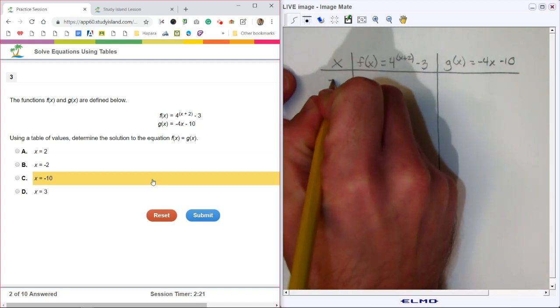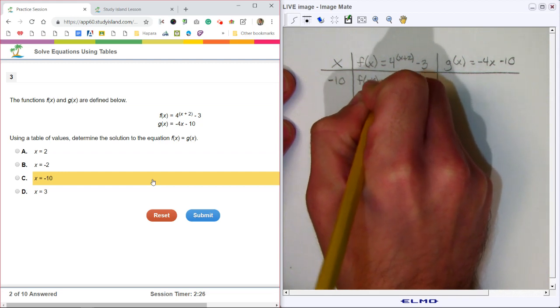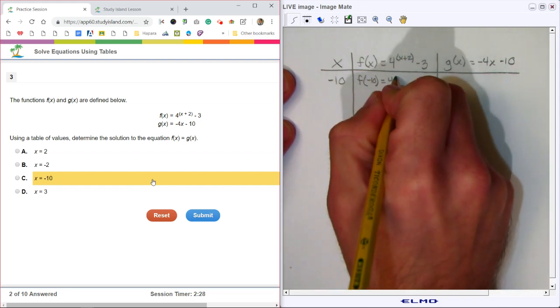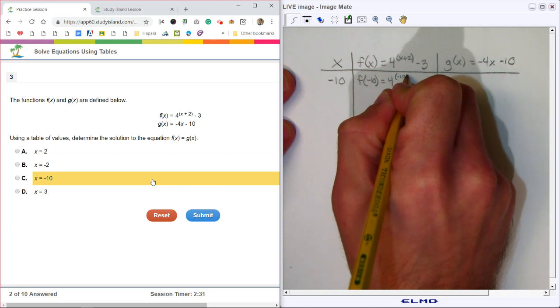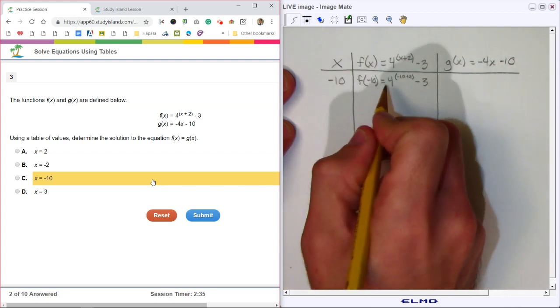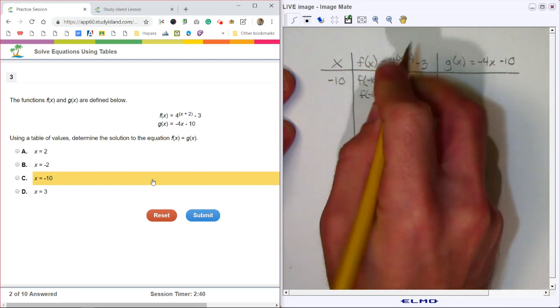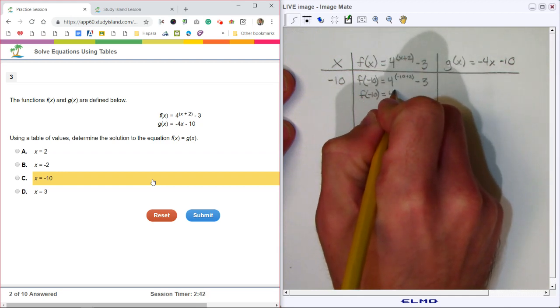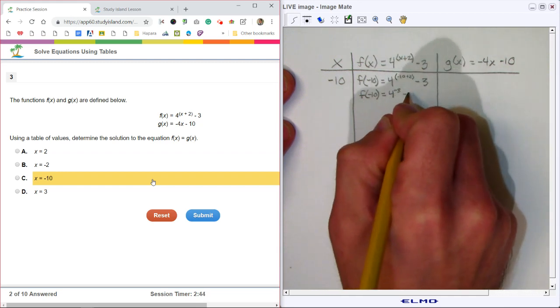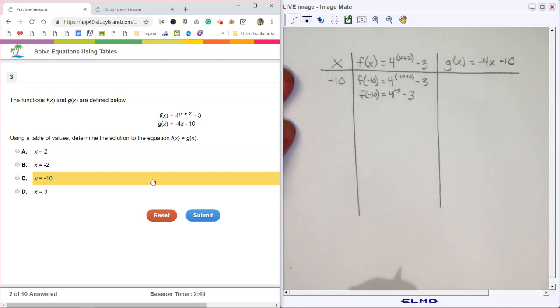If x is negative 10, then what is f of negative 10? It is 4 to the power of negative 10 plus 2, and then minus 3. Okay, well, that makes f of negative 10 equal to 4 to the power of negative 8, minus 3. Now, if you've never seen a negative exponent before, or if you don't remember seeing them, now is a good time to step aside and review what negative exponents are.